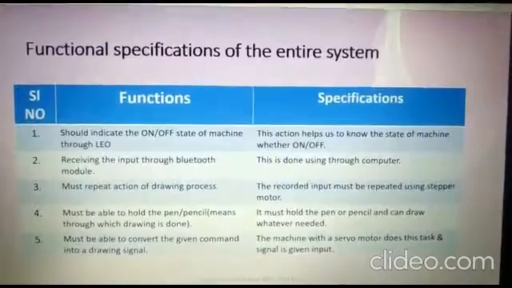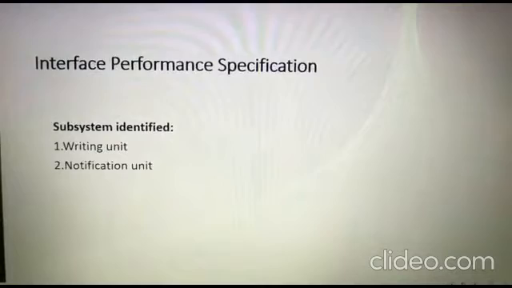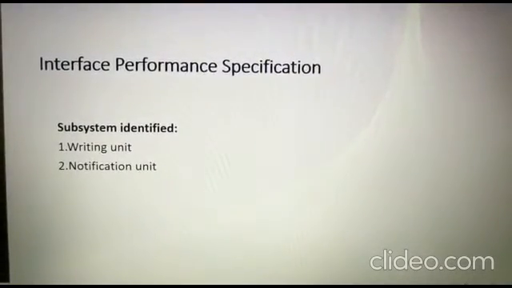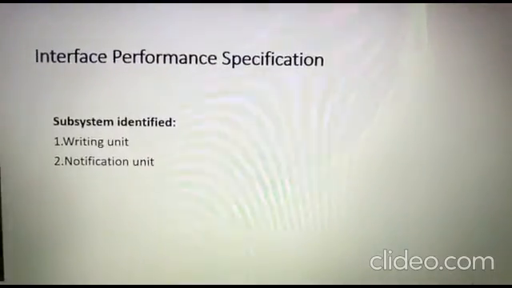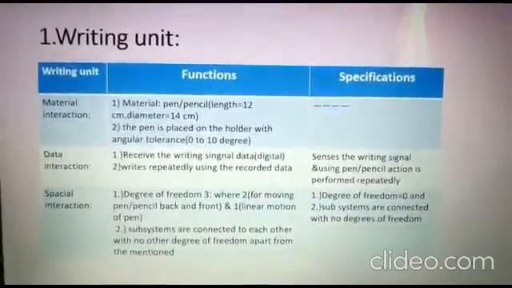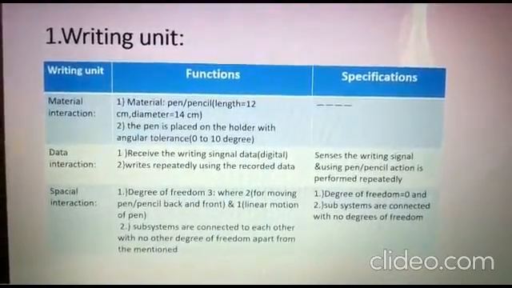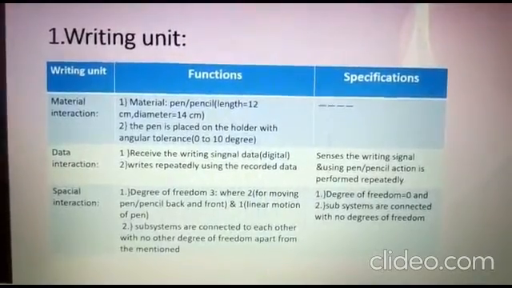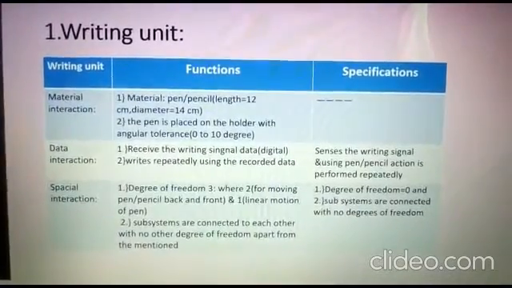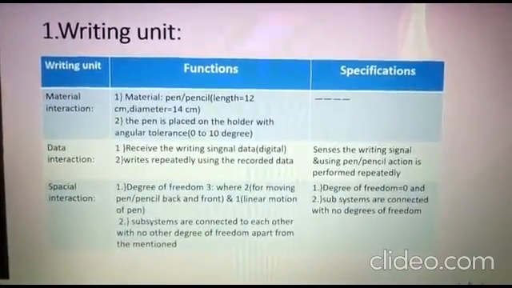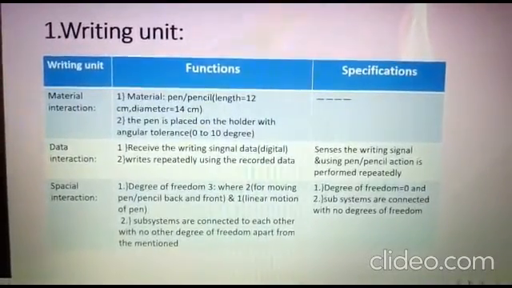Moving to our next slide, here is our interface performance specification. We have identified 2 subsystems, namely the writing unit and the notification unit. We are discussing them in brief in our next slides. So here comes the first, the writing unit, its functions and specifications. Writing unit, material interaction. The material is a pen or pencil, most probably with a length of 12 centimeter and a diameter of 14 centimeter. The pen is placed on the holder with an angular tolerance of 0 to 10 degrees.